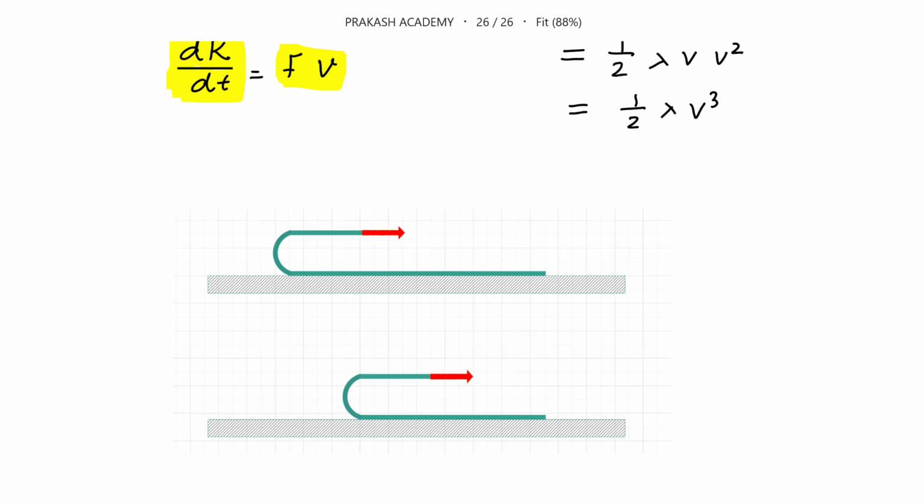So there can be an alternative method. Let us try to see this alternative method also.